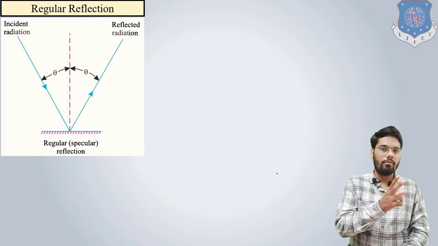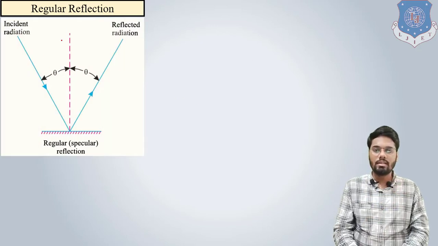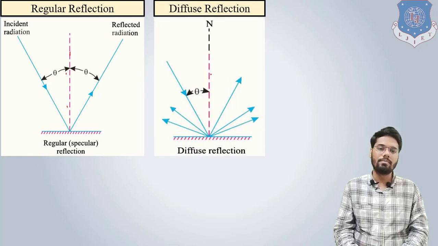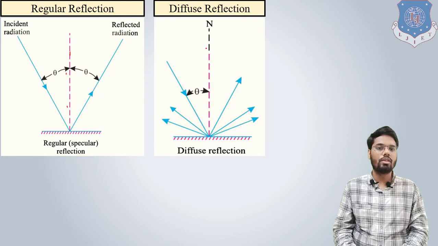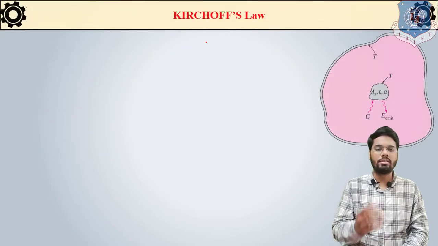Now there are two kinds of reflections. One is regular reflection, as we can understand from this figure. If the angle made by the incident radiation with this reference line and the angle of the reflected radiation are the same, then it is known as regular reflection. And the second one is diffuse reflection. Here from the figure you can understand what diffuse reflection is. The angle made by the incident radiation and the angle made by the reflected electromagnetic wave differ. So that is known as diffuse reflection in one direction.